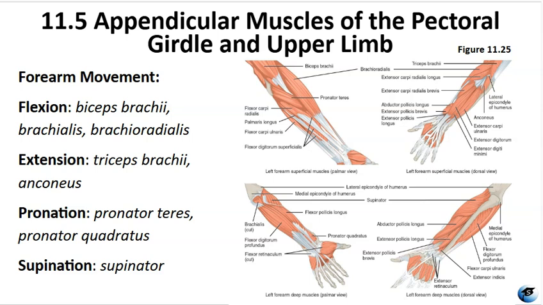Forearm movement involves muscles responsible for flexion, extension, pronation, and supination. Biceps brachii, brachialis, and brachioradialis flex the elbow.